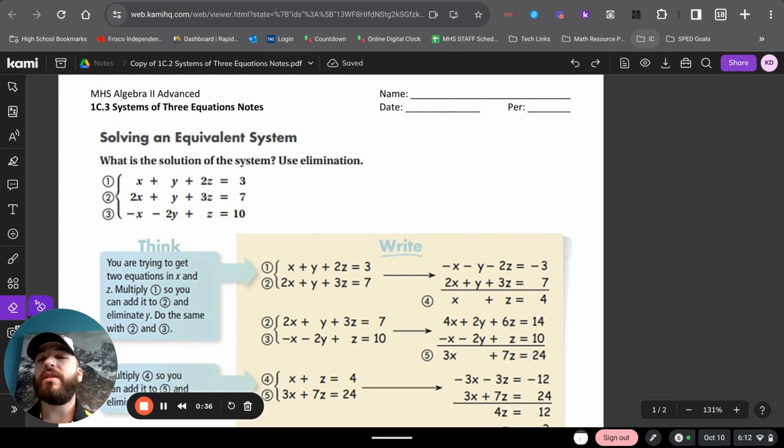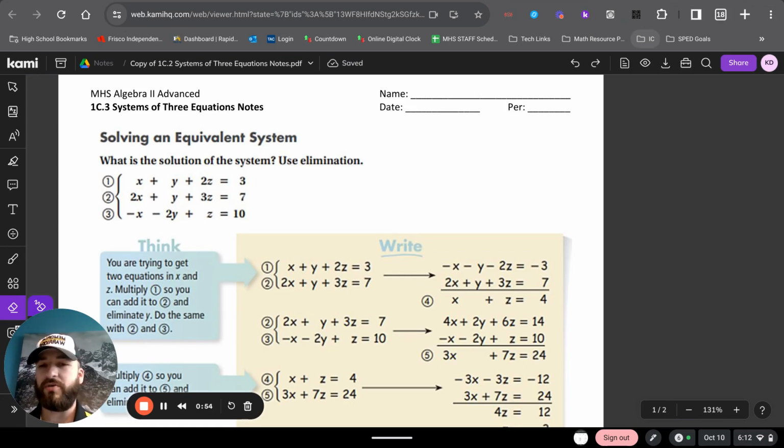Okay, so let's look at the one that we have here. We have equation 1, x plus y plus 2z equals 3. Equation 2, 2x plus y plus 3z equals 7. And equation 3, negative x minus 2y plus z is equal to 10. So we have three equations with three variables.